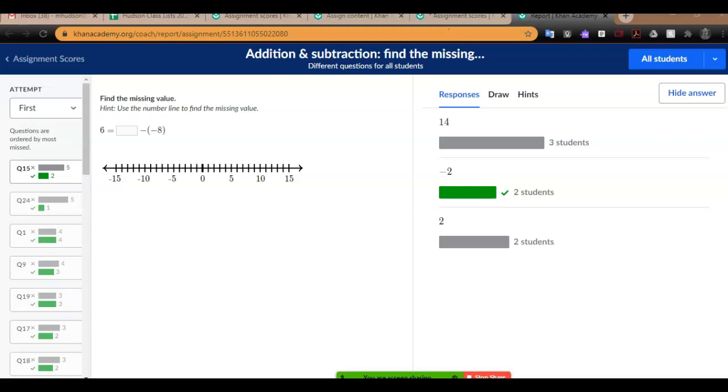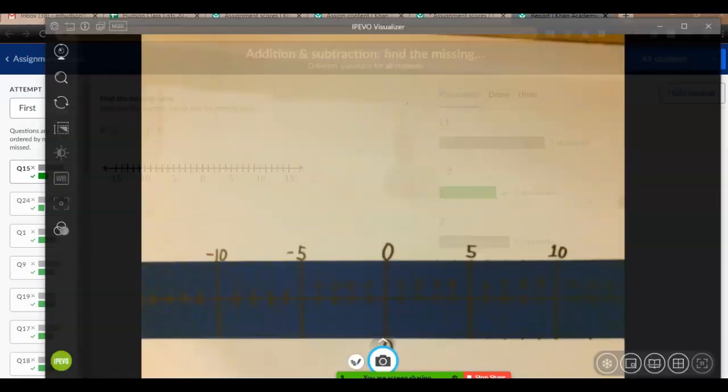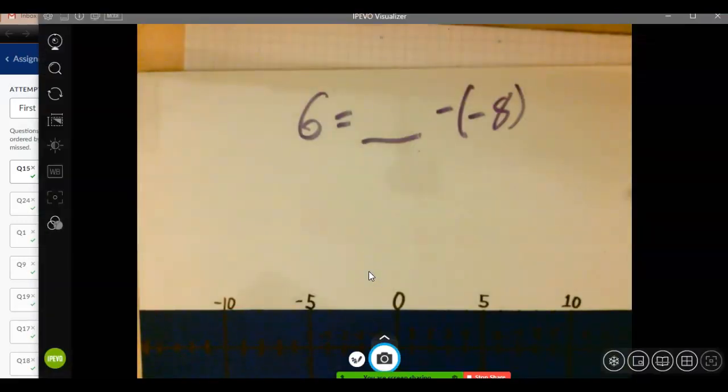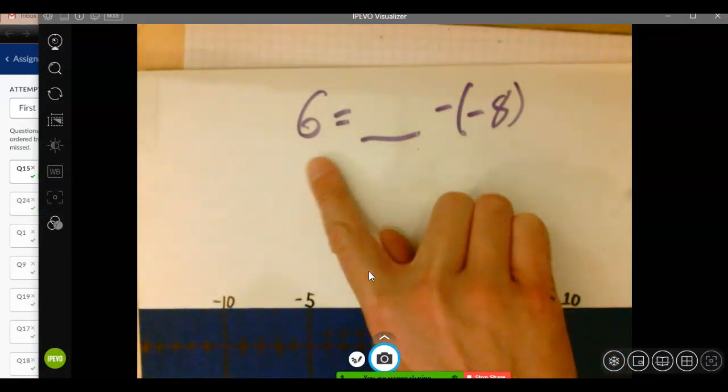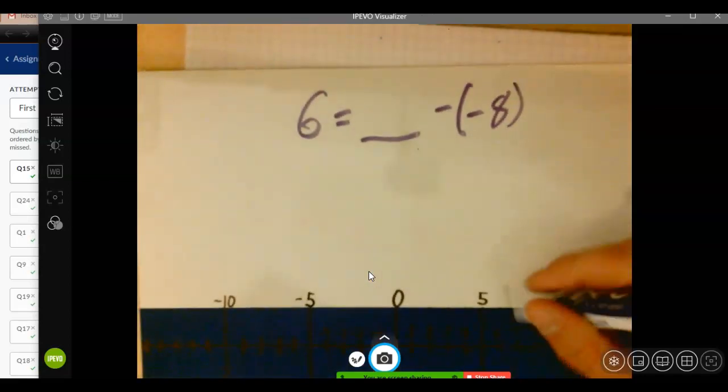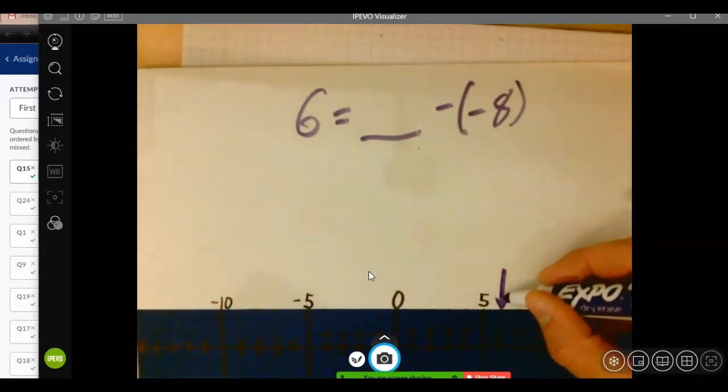All right, so 6, how I would write these in your notes is where that blank box is, I would just make a line, like an unknown line. And then we could actually replace it with a variable. So I'm going to pop my screen up. So what we have is 6 is our answer. 6 is where we land because it's the number by itself at the equals. So I'm going to put a mark right here at my 6.